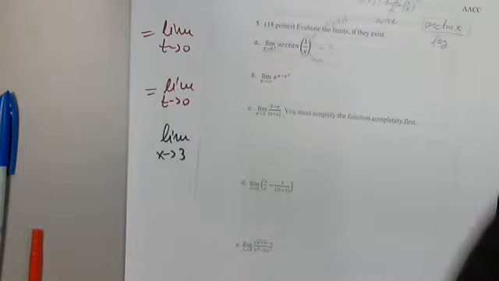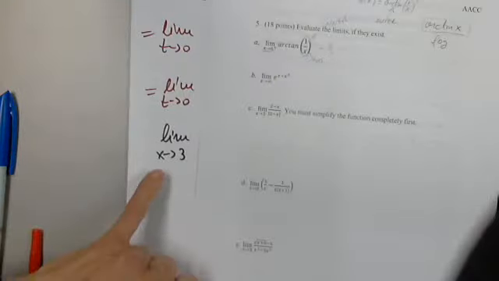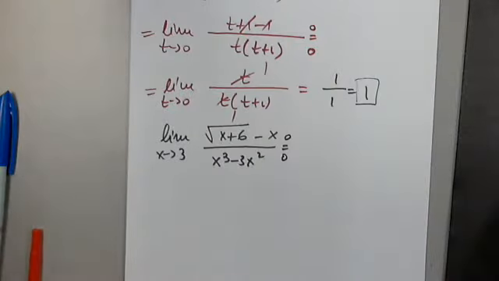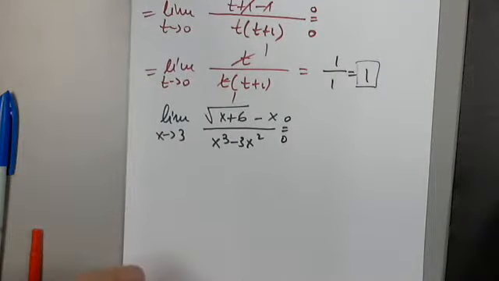T minus 3 or x minus 3? Indeed. X minus 3. Because x minus 3 is the problem. We plugged in 3. We got 0. So the factor must be x minus 3. Perfect. So what do we do next?